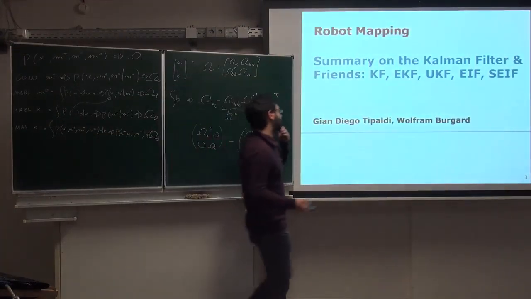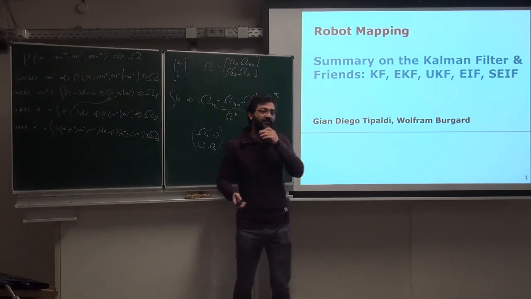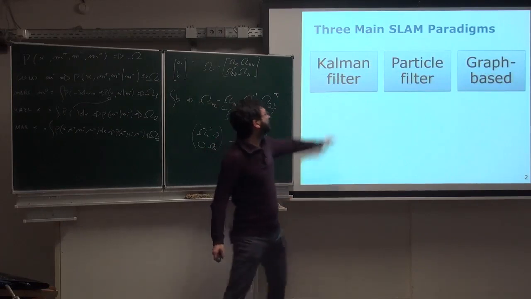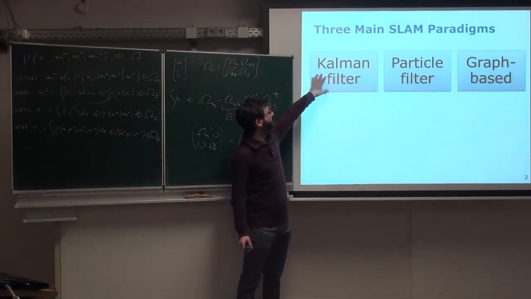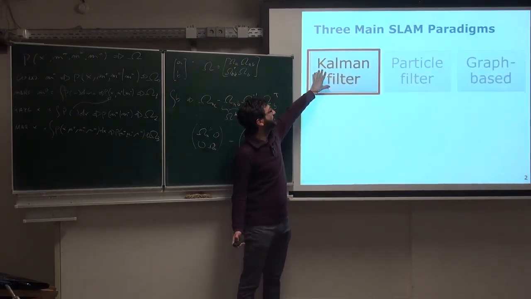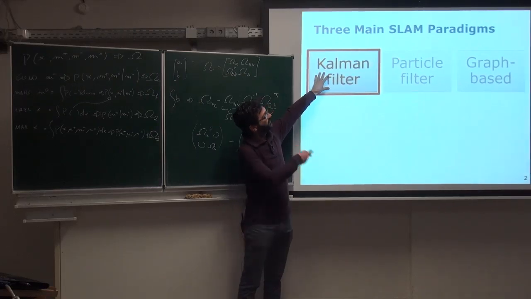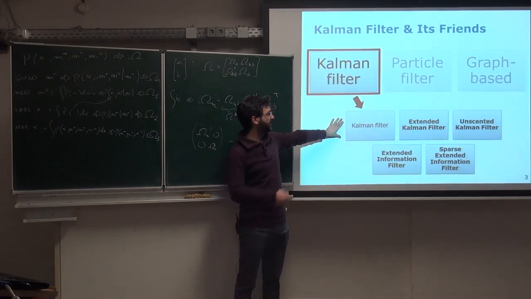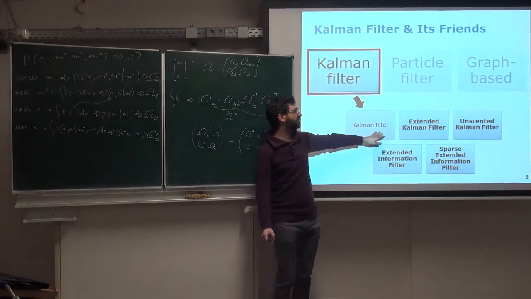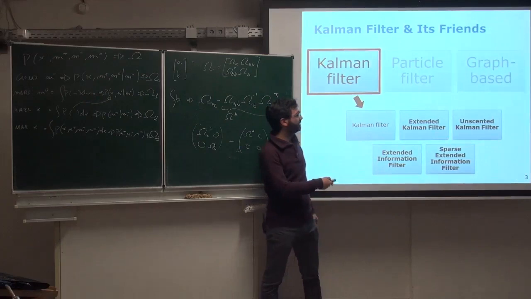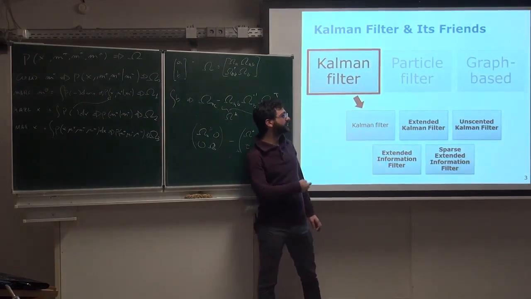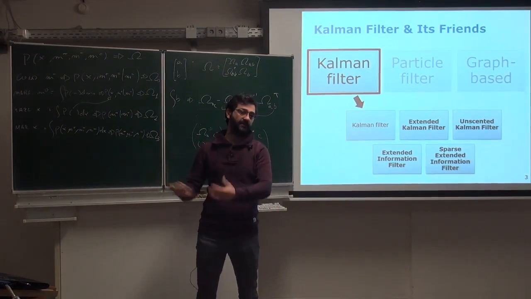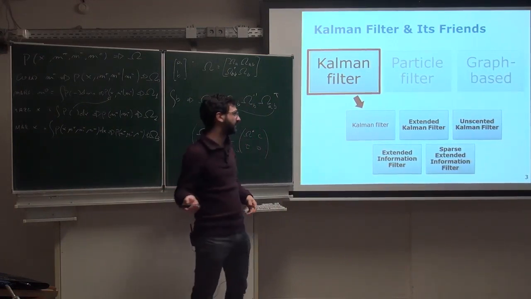Okay, so probably I can go very quickly on the summary on the sparse extended information filter. What we have seen in these few lectures is the family of Kalman filters. That's one of the three main paradigms we'll see in the class, and we've seen that this can split up into the standard Kalman filter, the extended version, the unscented Kalman filter, and then the two versions of the extended information filter, the original one and the sparsified version of that.